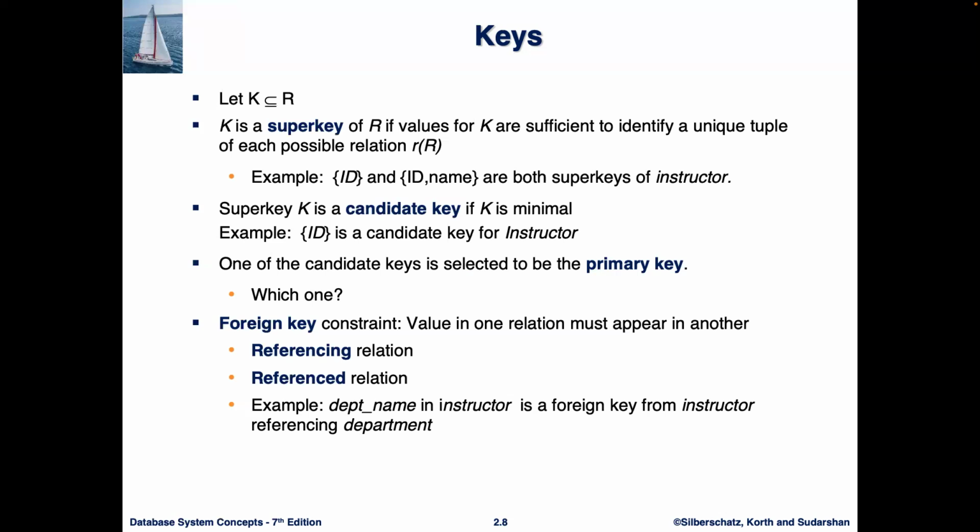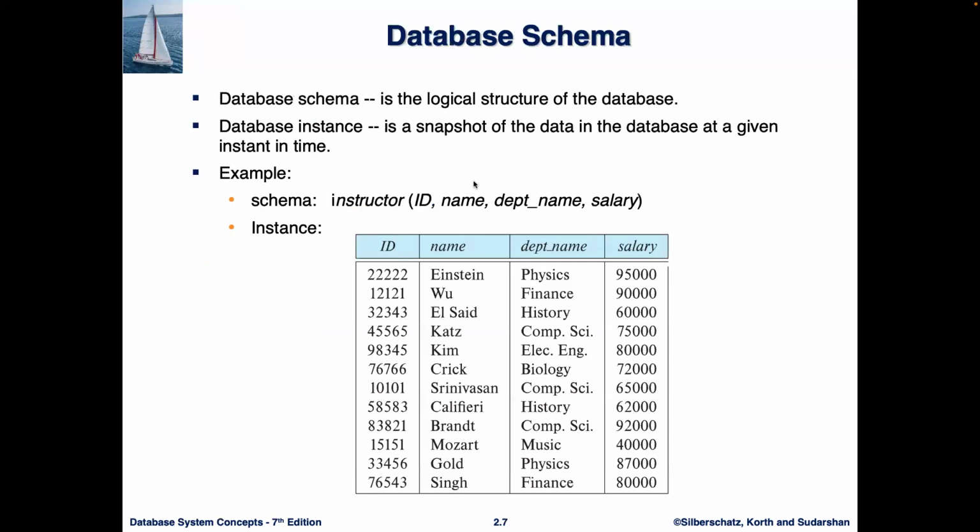Example, ID and ID name are both super keys of instructor. So instead of ID, we can have ID and name concatenated, or a combination of these two values. This can be super keys. So name, right now, there are no repeating names, but this can be a possible scenario where Kim, a different person named Kim, comes in and she teaches, for example, computer science or history. Then we will have Kim.